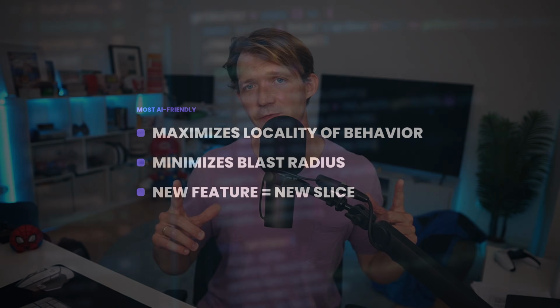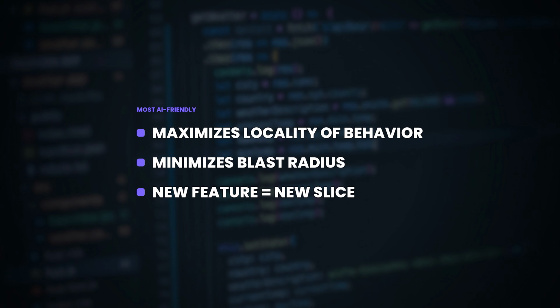It composes beautifully. So my claim is this: vertical slice architecture is the most AI-friendly way to structure a .NET application, because it maximizes locality of behavior and minimizes the blast radius. So the two things that determine whether AI helps you or quietly wrecks your code base.